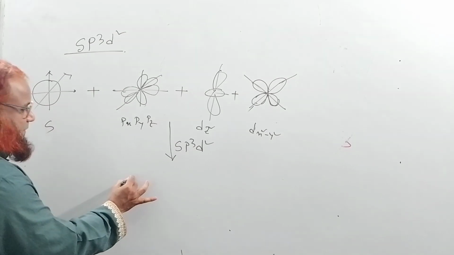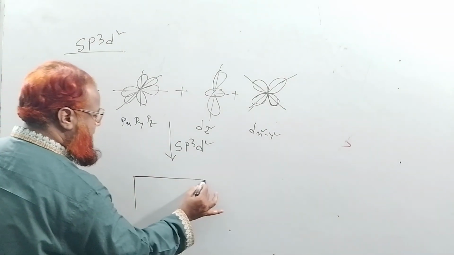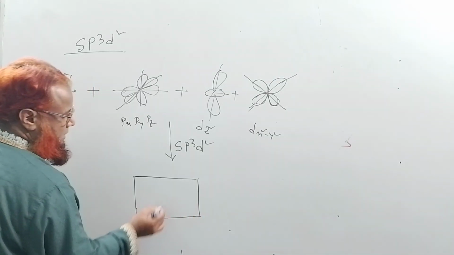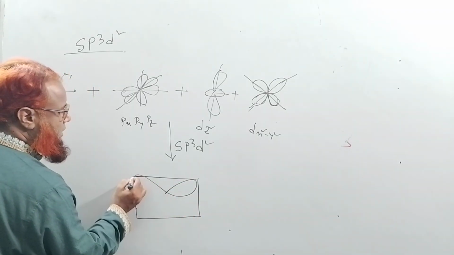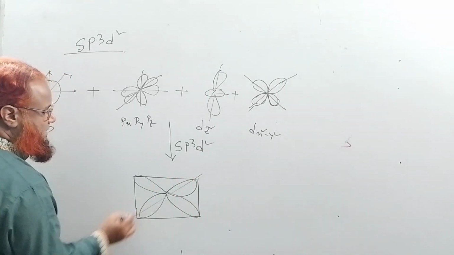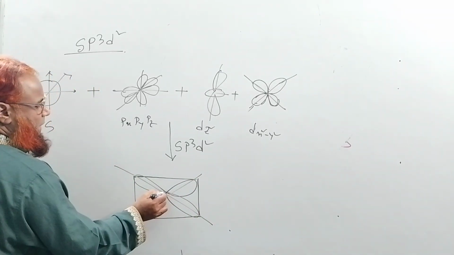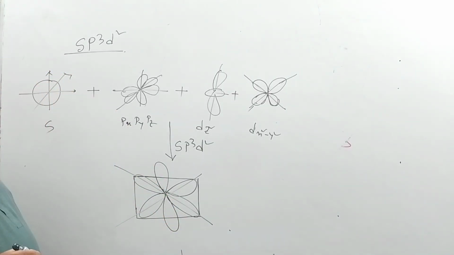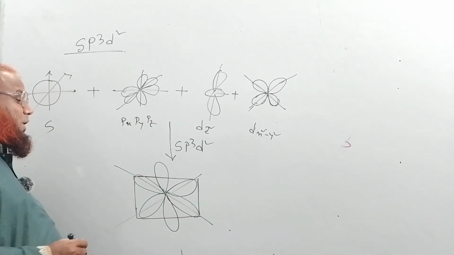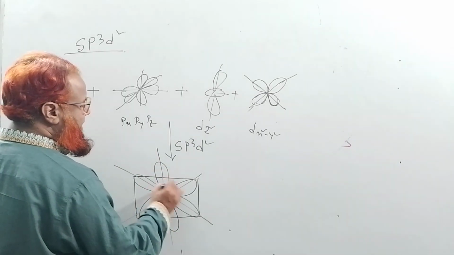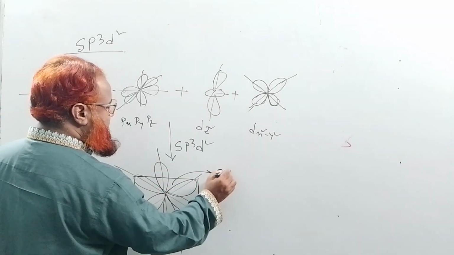And what will be their arrangement? Look at here, my dear student, square bipyramidal shape. 1, 2, 3 and 4, this is the square shape. Now, bipyramidal, one is perpendicular, another is another perpendicular shape. So, here all bond angles will be 90.